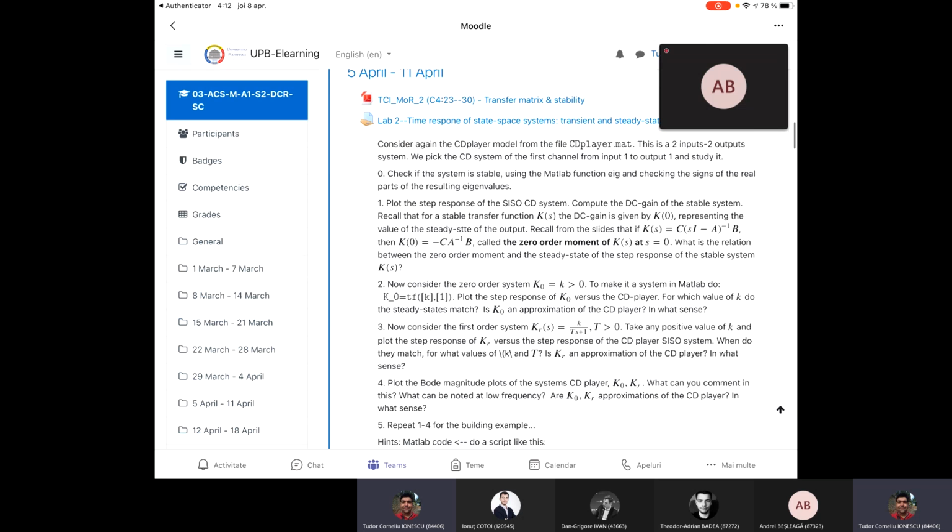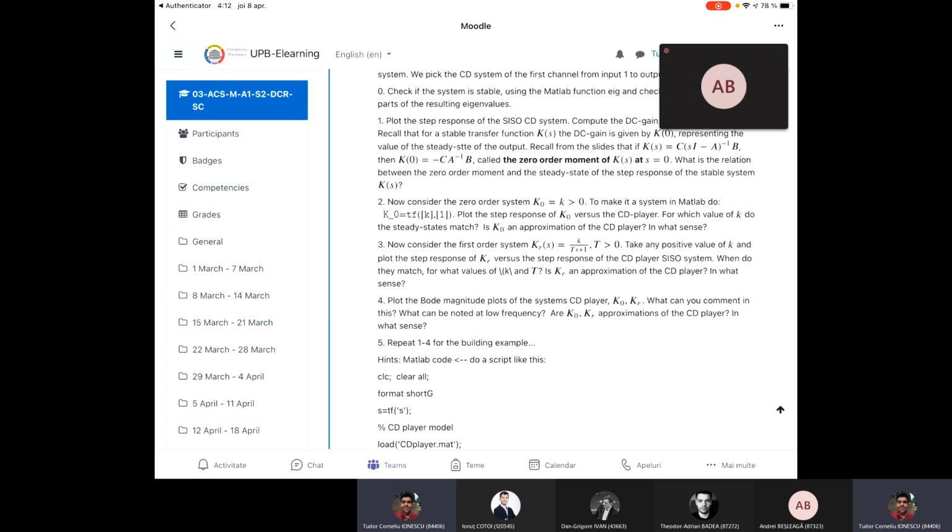And then I'm asking you to consider a simple system, a 0 order system, okay? So that's an amplification, that's a constant system, K positive, okay? To use this number as a system, you have to use this MATLAB command, transfer function, using K and 1, okay? 1 means that the denominator has no S in it, okay? Then you have to plot the step response of the K system versus the CD player, okay? And I'm asking you for which value of K you can recover an identical step response, okay?